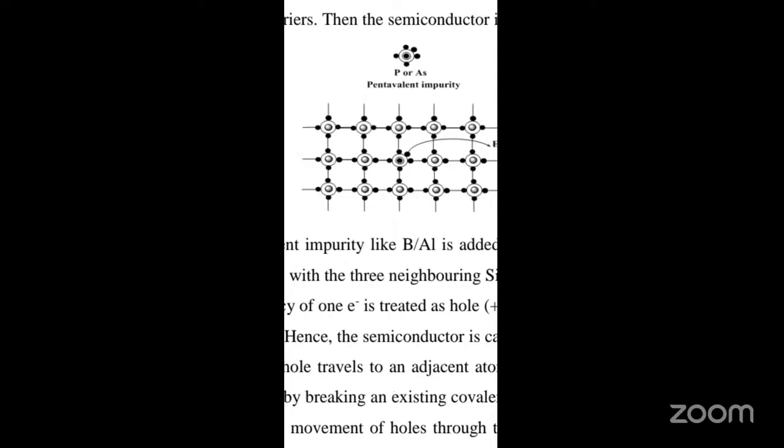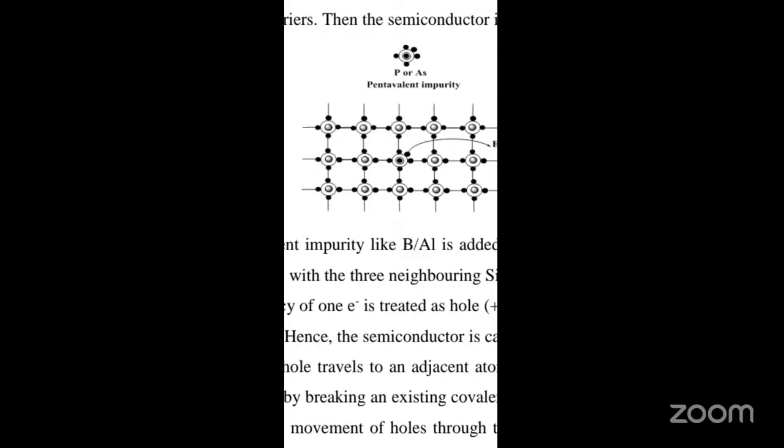This is one silicon atom, bonded with four other silicon atoms. Now, in this place, one of the silicon atoms is replaced with phosphorus or arsenic. Phosphorus and arsenic have five electrons, but for bonding only four electrons are required. So four electrons make bonds and the fifth electron remains. This fifth electron will be an excess electron.